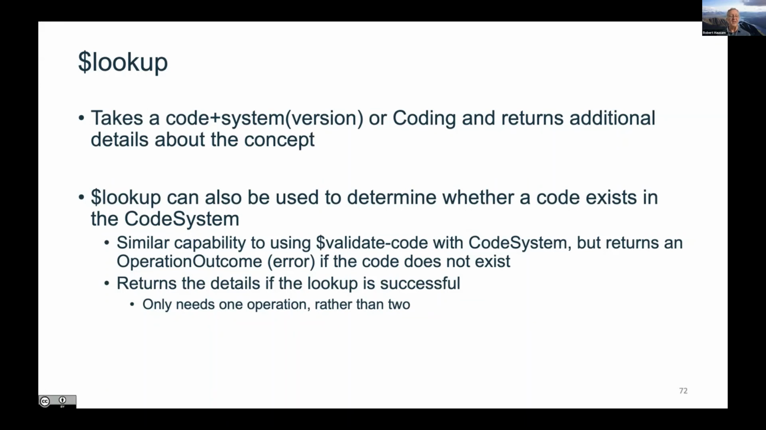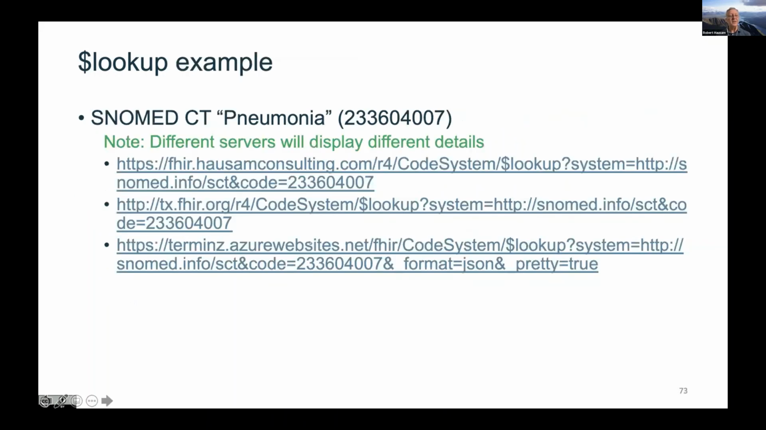But if it isn't, instead of giving you a true or false like the validate code would do, it will actually give you an operation outcome, an error message if the code doesn't exist. So you could end up doing the two things in one operation rather than two if you wanted to. So for example, I've got three of them here because I wanted to show how different the results might be amongst different servers. I think this is pretty instructive.